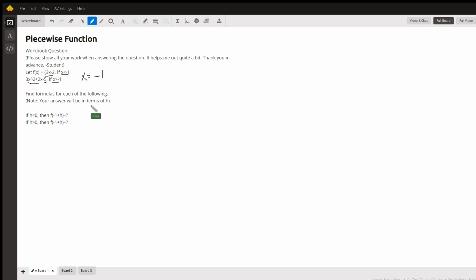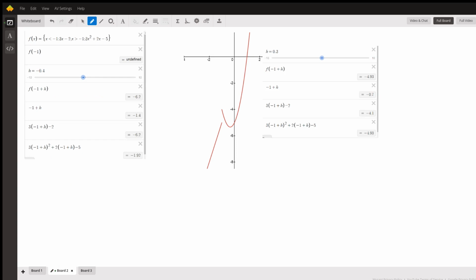And you're asked to find a formula for f of -1 plus h when h is less than 0 and when h is greater than 0. Let's go to board 2 and just see what's happening. Here's a graph of the piecewise function on Desmos. And you can see that f of -1 is undefined.